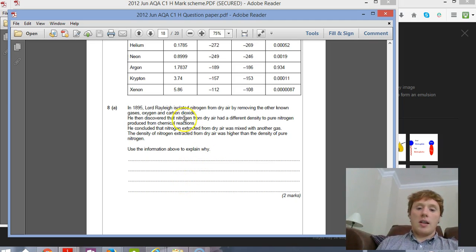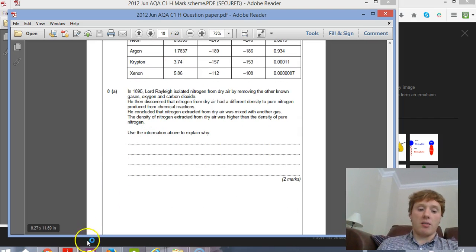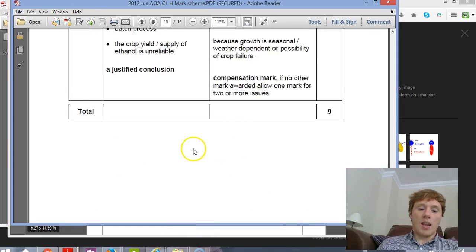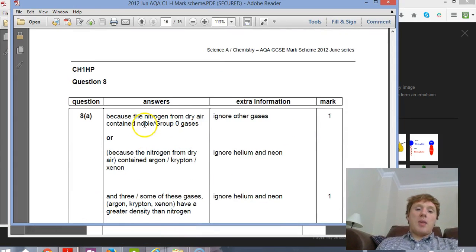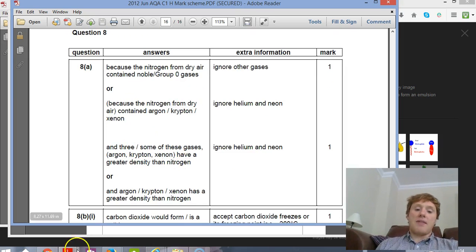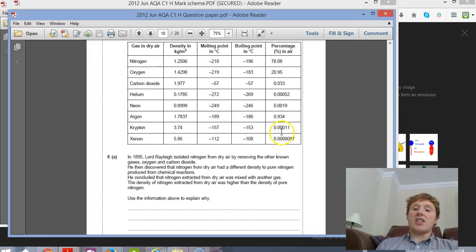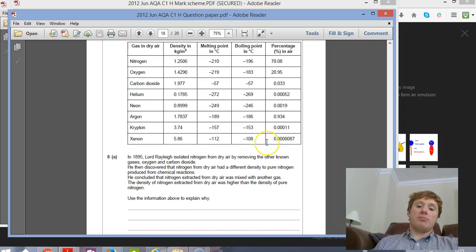So he knew about oxygen, carbon dioxide and nitrogen, but it was still denser. So why? What's going on? Go. Well, because nitrogen from dry air contains the noble gases, and 3 of these have a greater density than nitrogen. So this was before people had discovered the noble gases. The noble gases took ages to be discovered because they don't react. So these were in the air mixed with nitrogen.